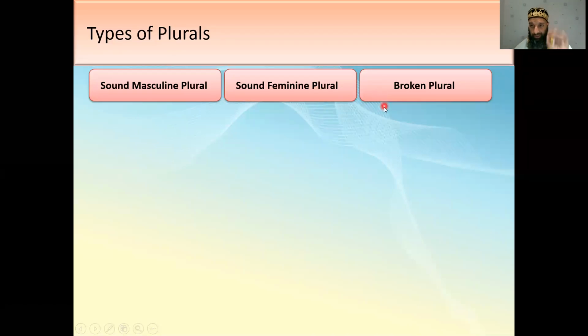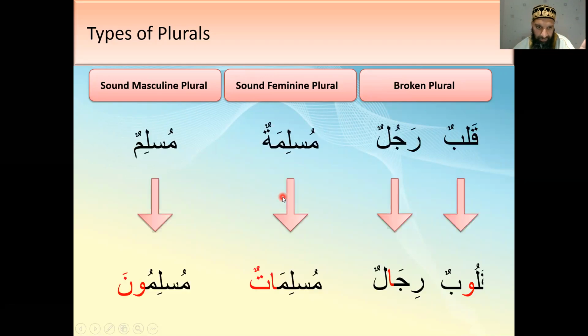This is just, again, information. You might not be tested on this, I don't think, but it's for your information. You should still know that there are different types. There's a plural for masculine words, a plural for feminine words, and then there's a broken plural. Sorry, I'll say that again: sound masculine plural, sound feminine plural, broken plural. We'll do the examples, inshallah.